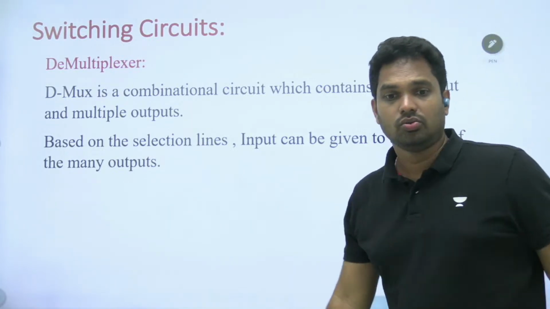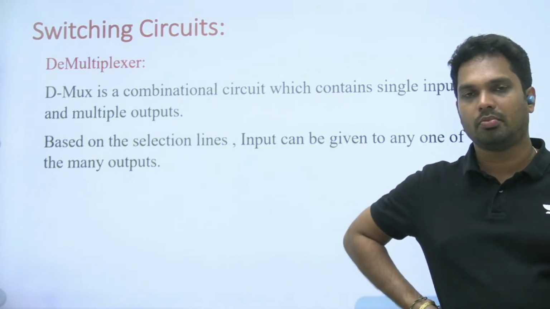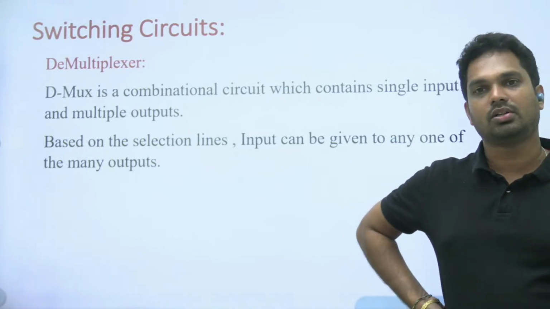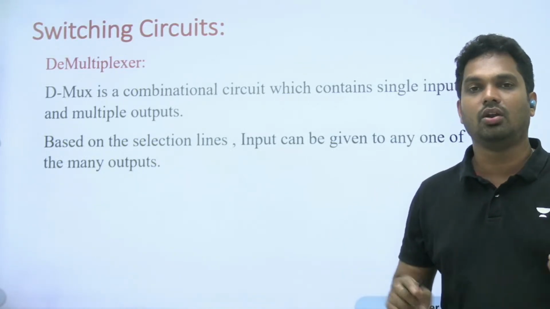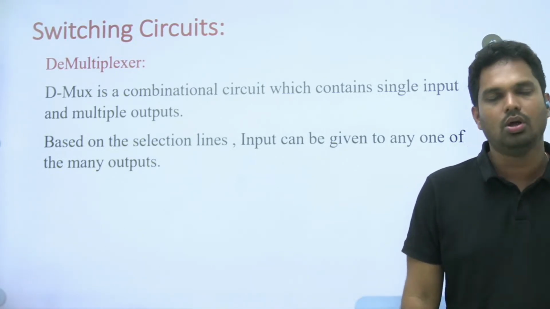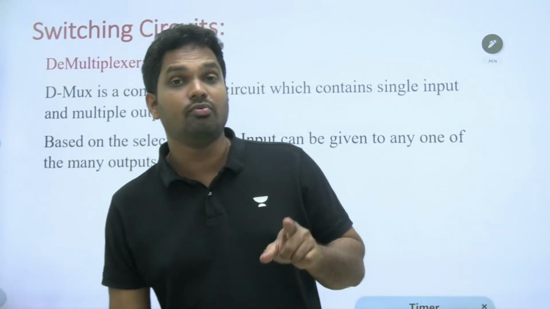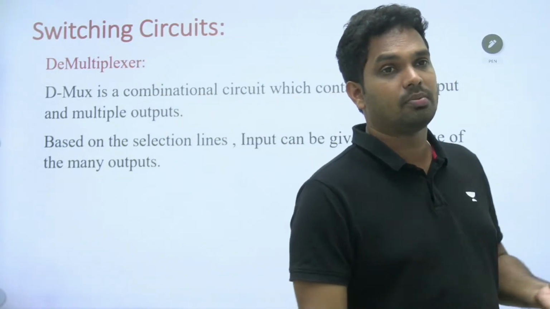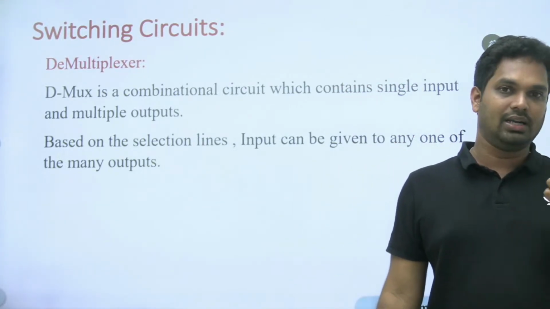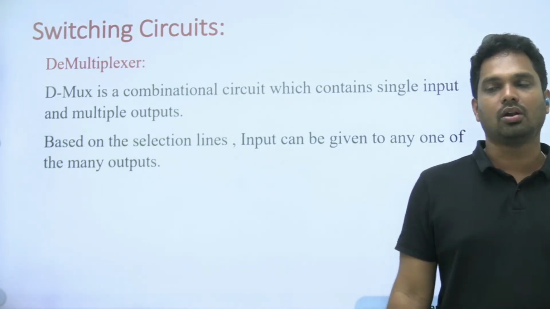So the next circuit we need to discuss is the demultiplexer. So demux is also a combinational circuit just like a mux, but it does the reverse job of the mux. Mux contains many inputs, single output, but the demux contains single input, many outputs. That is one to many. The input present will be given to any one of the many outputs present by considering the selection input. The selection inputs will decide which particular output line the input is to be given to.